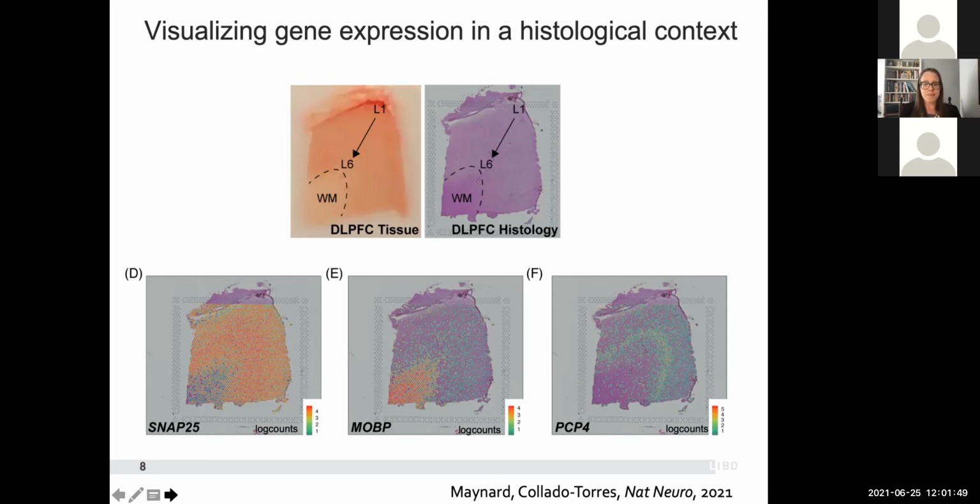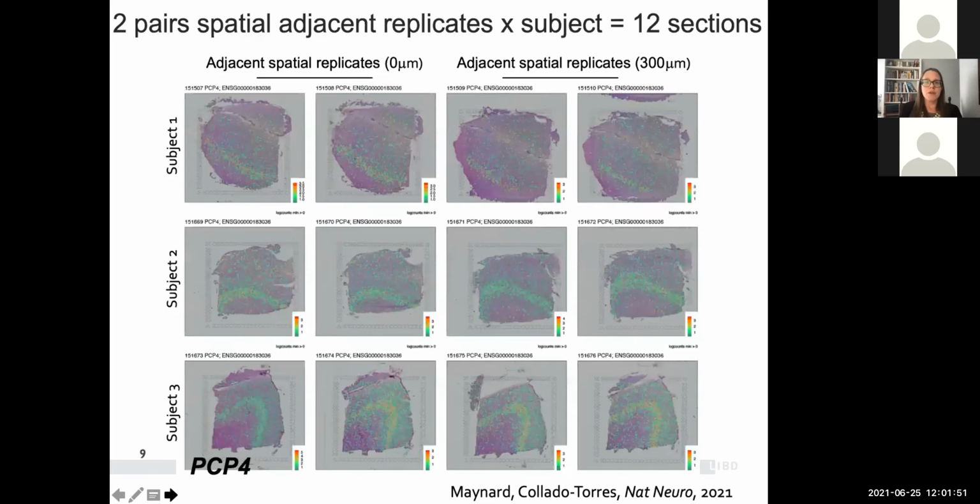So to give you a flavor of the collective data set, here are the spot plots for one gene, PCP4, for all 12 tissue sections. So there's one row per subject, and adjacent spatial replicates are shown in the columns. So you can see there are slight differences in the dissections for each subject due to the folded nature of the cortex in the human brain. But we have the span of the cortical layers in the white matter with cortical layer 5 enriched in PCP4.